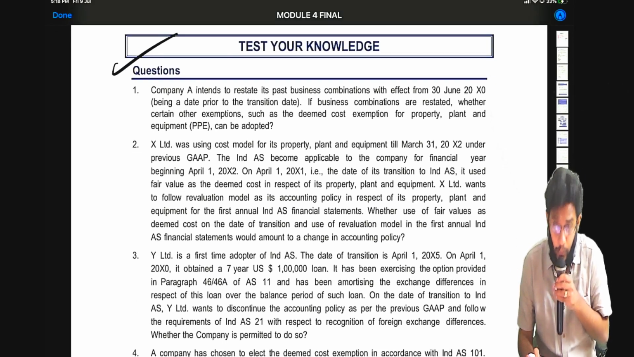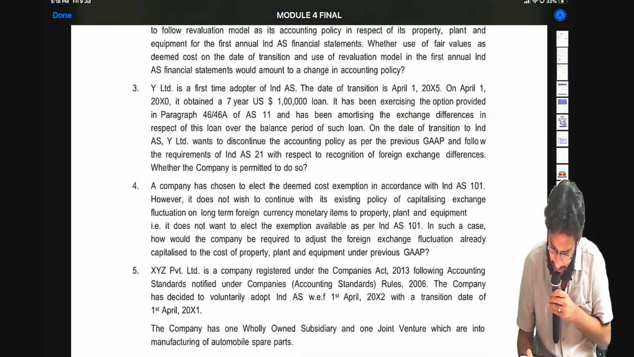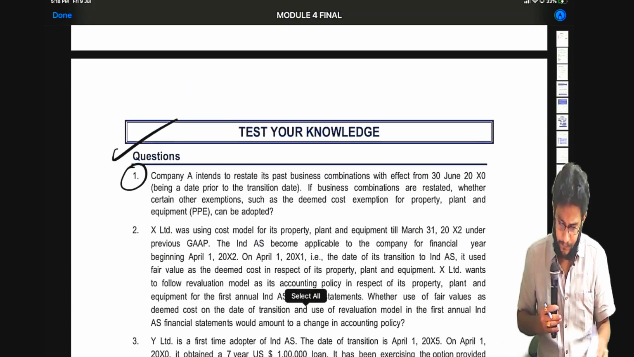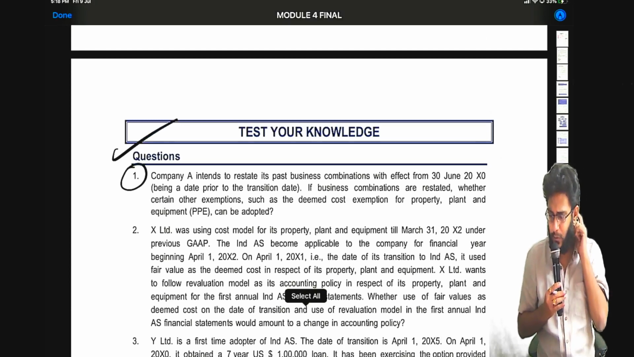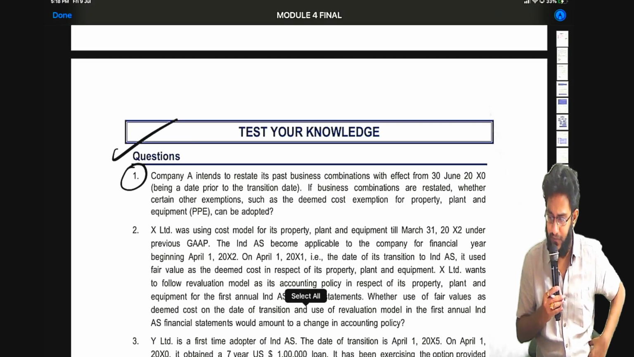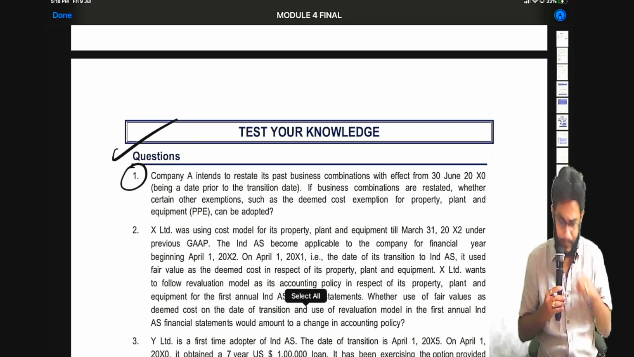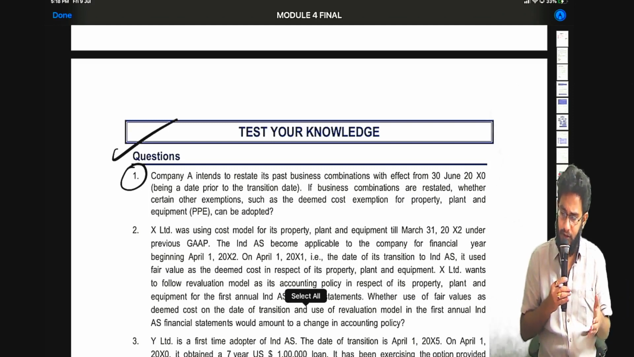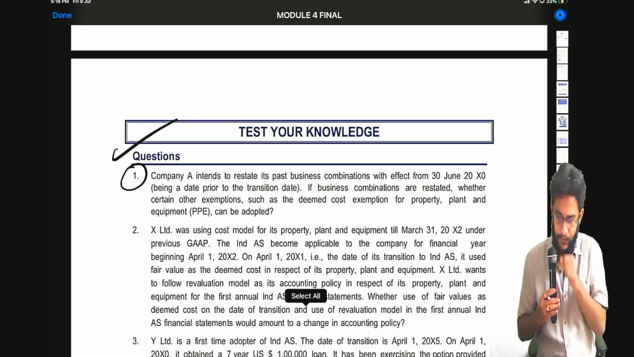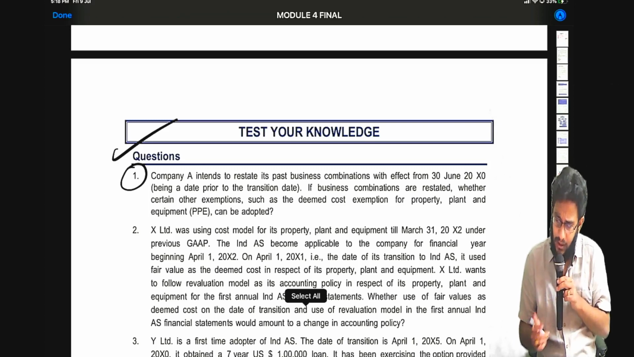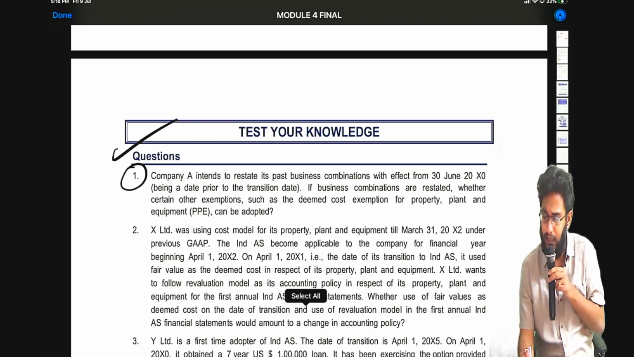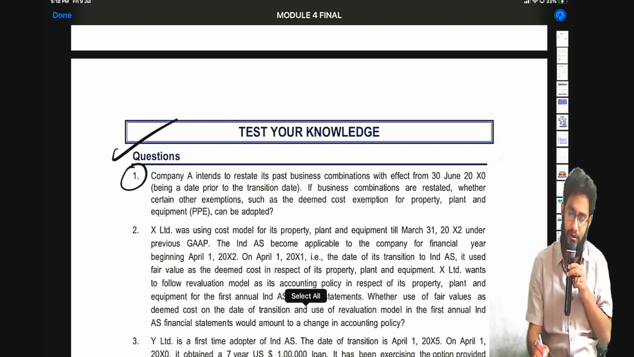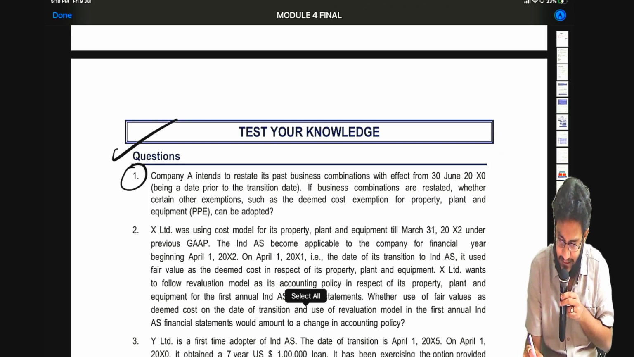So guys, moving on to the test your knowledge questions on the back side in page number 672. Go to first question. Company A intends to restate its past business combination with effect from 30th June 2080, being a date prior to transition date. If business combinations are restated, whether certain other exemptions such as deemed cost exemption for PPE can be adopted. So good question indeed. Anyway, listen, the question is this, sir.